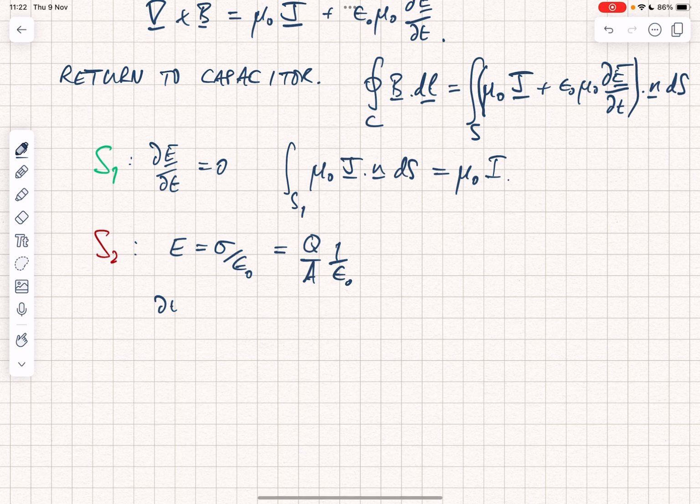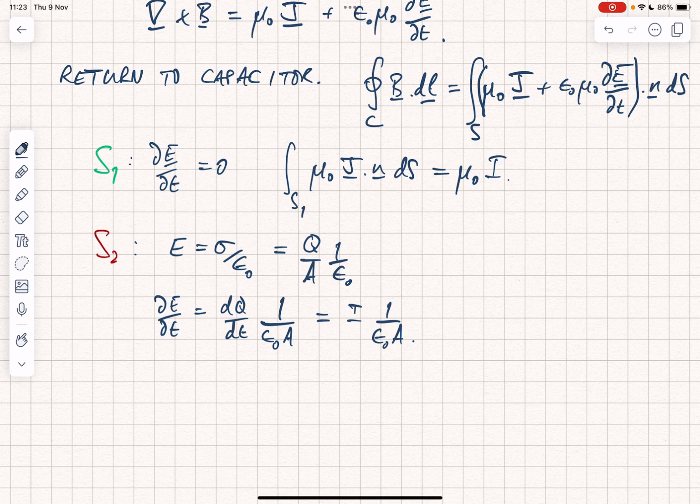So the time derivative, dE by dt, is going to be dQ by dt, and notice that I've gone from a partial differential for E to a full differential for Q, because Q is only a function of one variable, multiplied by 1 over epsilon naught A. dQ by dt, of course, is just the current flowing in, so this is I times 1 over epsilon naught A.